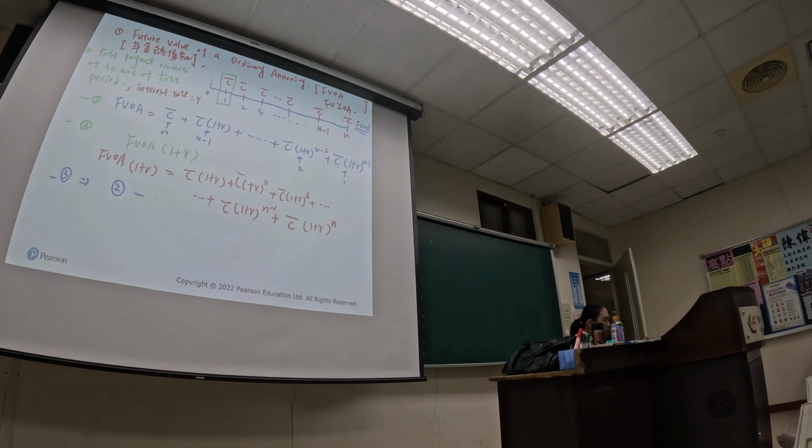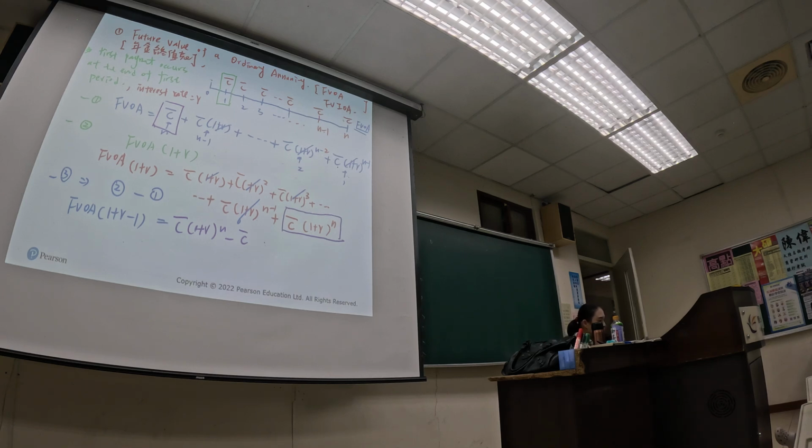Using 2 minus 1, it becomes FVOA times (1 plus R minus 1), right? Equals to, you pay attention, all these are crossed out. The only remaining would be your very last payment and very first payment. So equals to C times (1 plus R) to the power of n minus C.